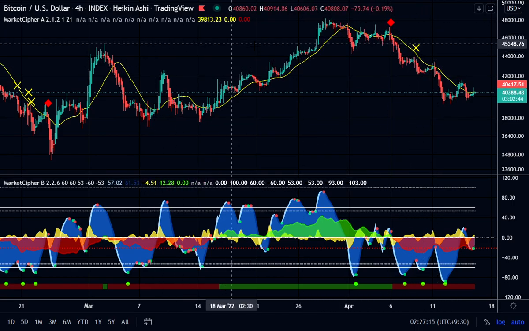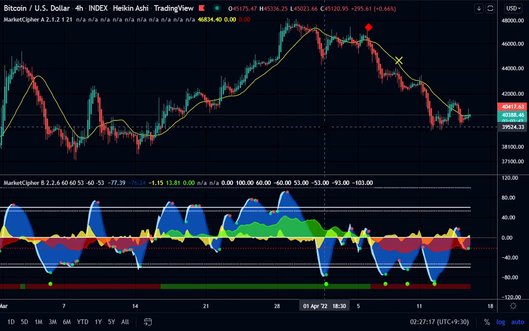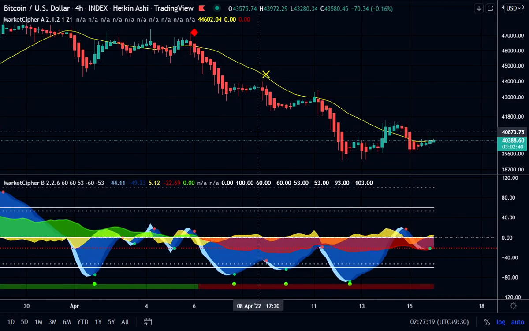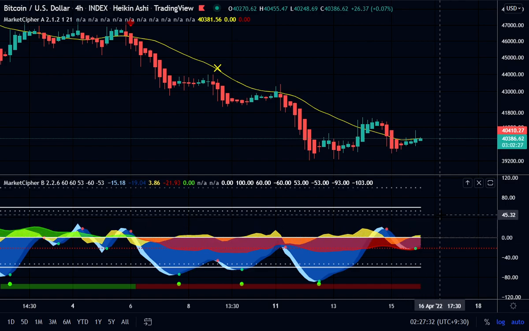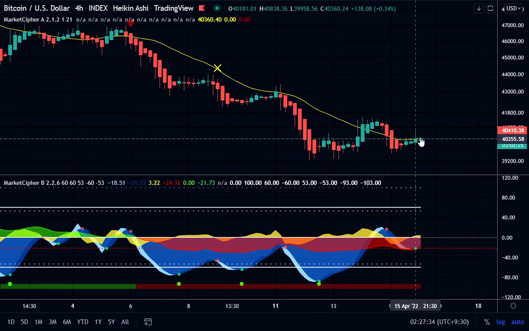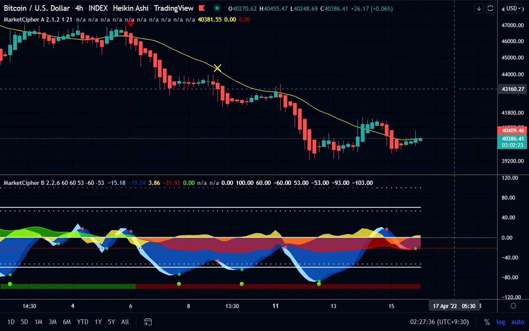And again, the higher time frames are more reliable than the smaller time frames. We did just get this green dot confirmed here, so we have to see if this can carry on and get some momentum, perhaps complete this W pattern and look for more of a bounce.